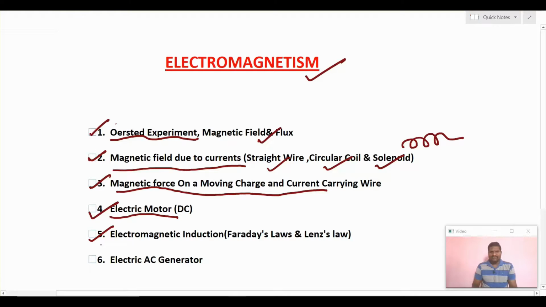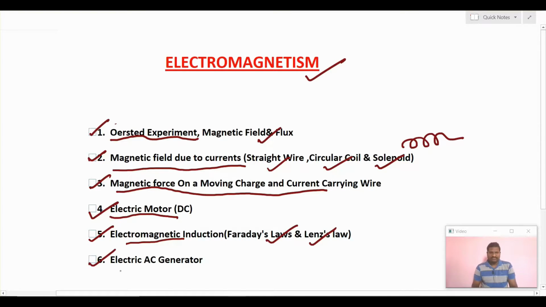Coming to the fifth topic, electromagnetic induction. It is also a very important concept. The motors we use domestically to pump water from ground level to a higher level are all called induction motors. How does the induction motor work, and what is inside? We discuss this in the fifth concept, electromagnetic induction, which works because of Faraday's law and Lenz's law.